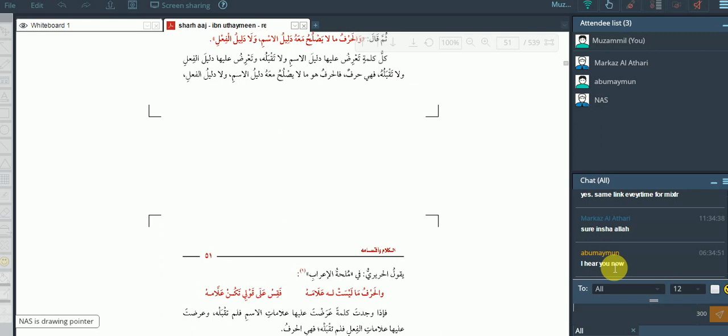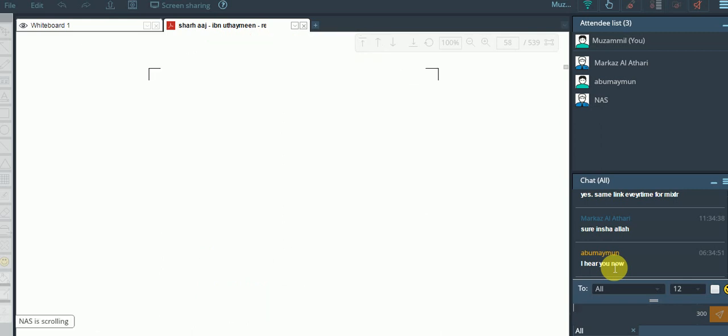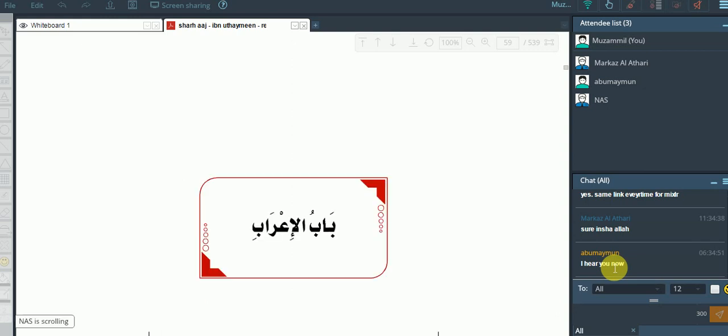Good. So whenever you give one of the signs of an ism to a word and it doesn't accept it, and one of the signs of the fi'l to a word and it doesn't accept it, then that word is a harf. Good. Barakallahu feekum. Inshallah ta'ala, I think we're going to stop there.